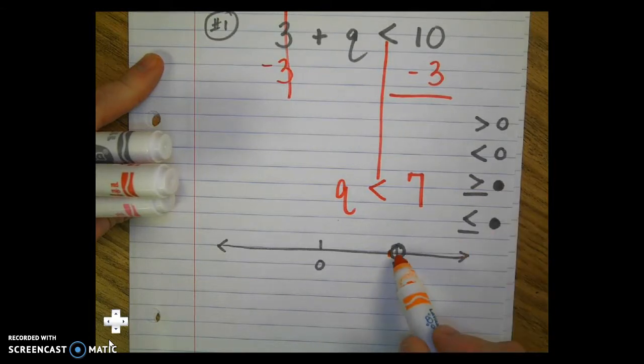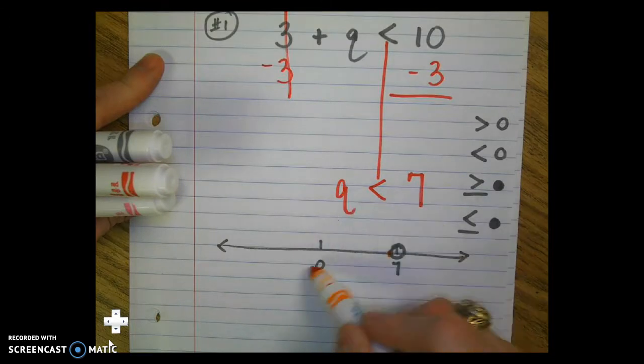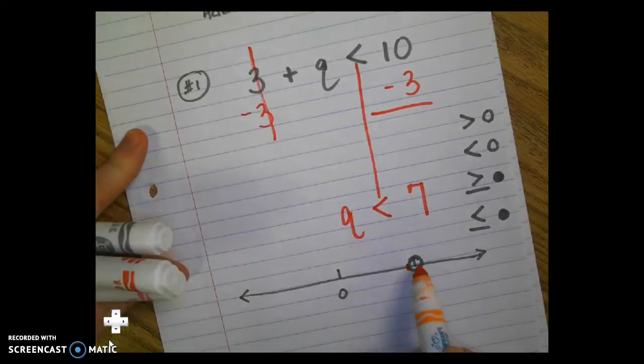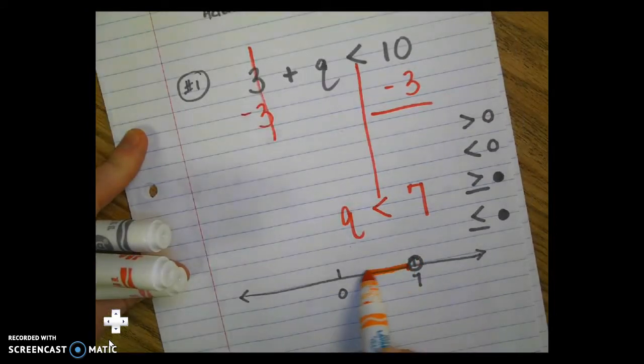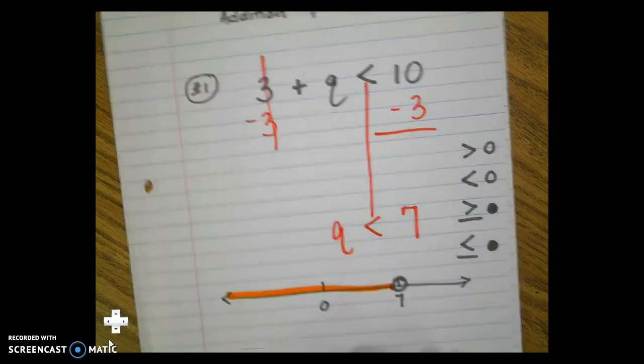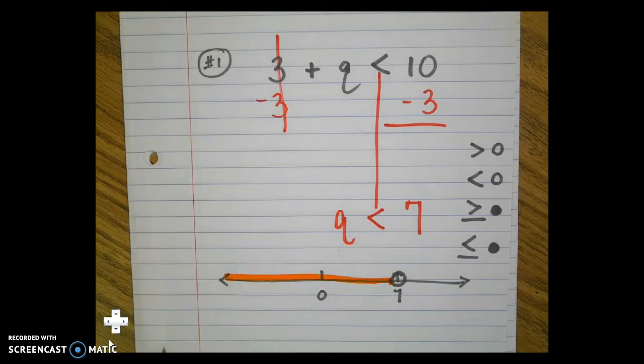So what I tell my students to do is look at the 0. Is 0 less than 7? So replace the Q with this 0. Is 0 less than 7? Yes. So you leave this open dot and you color that side of the number line. And that is the answer to this inequality. And that is how you graph it.